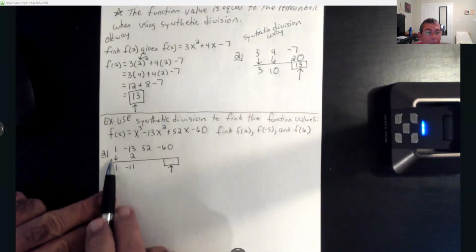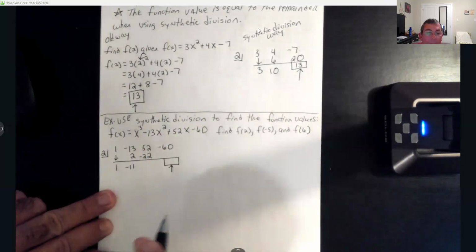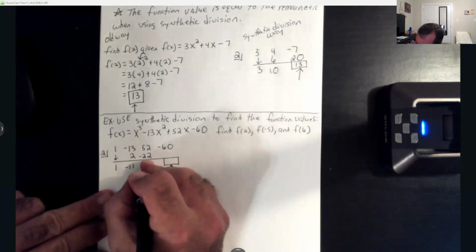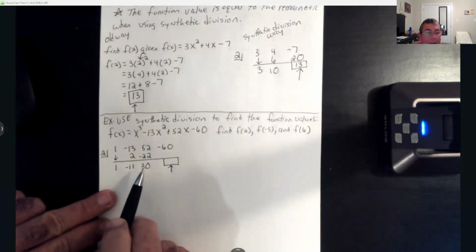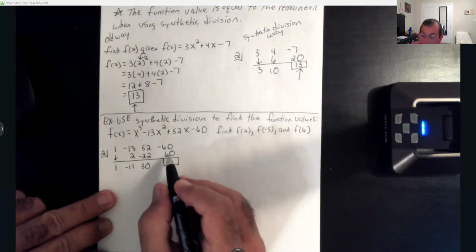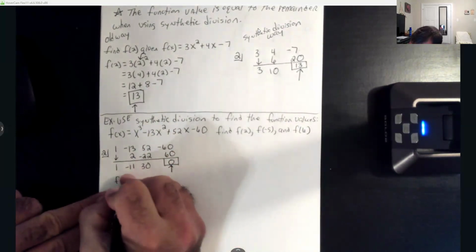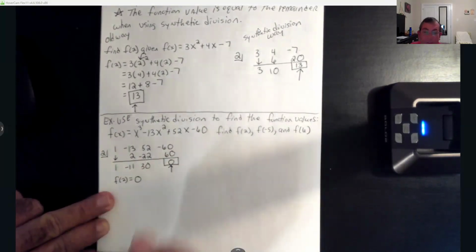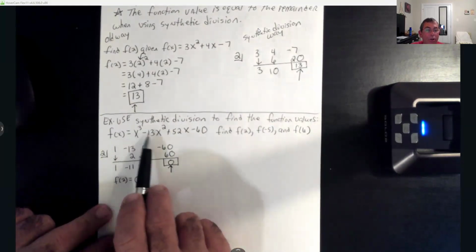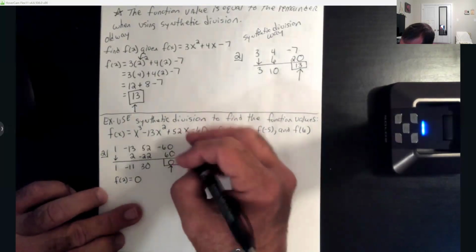All right, repeat the process. Negative 11 times 2 is negative 22. All right, add this column. 52 and negative 22 gave me a 30. All right, 30 times 2 is 60. And adding the negative 60 and 60, I get a remainder of 0. So that means f of 2 equals 0. You would have got the same answer as a 0 if you'd have put a 2 in for all three of them x's, okay? All right, now let's try f of negative 5.